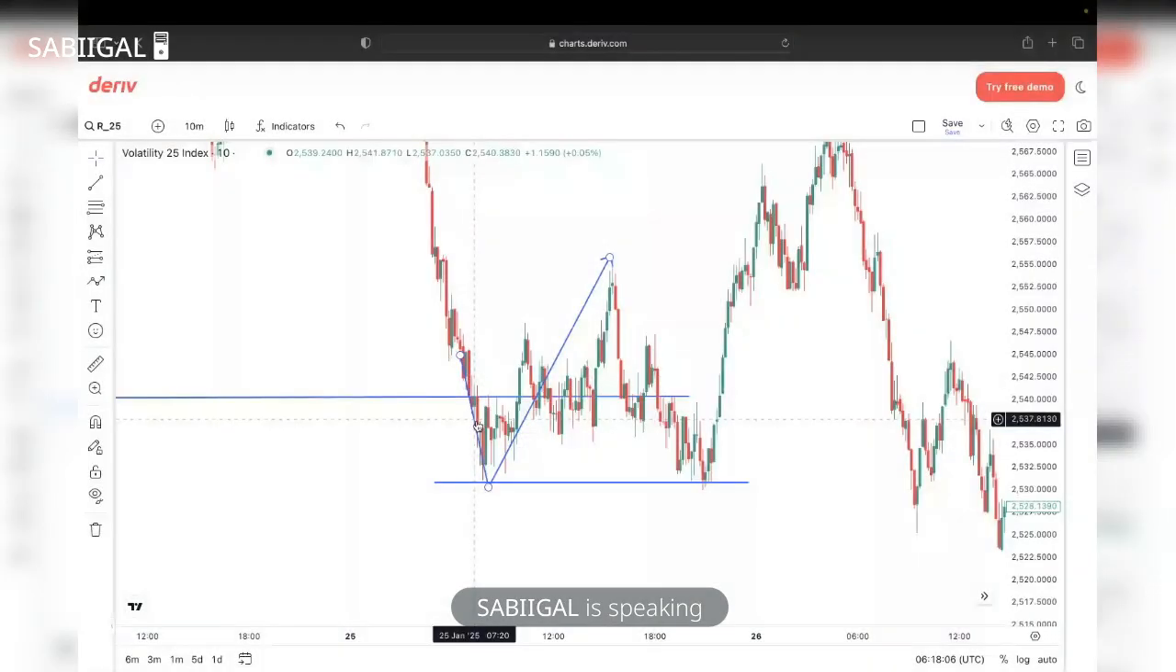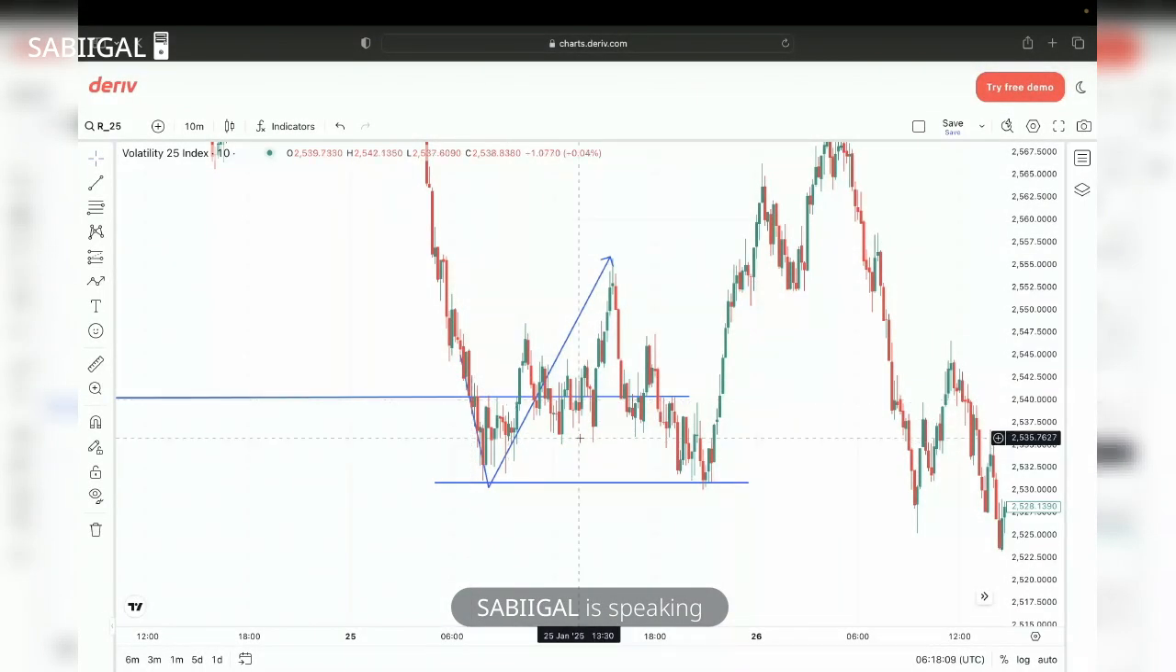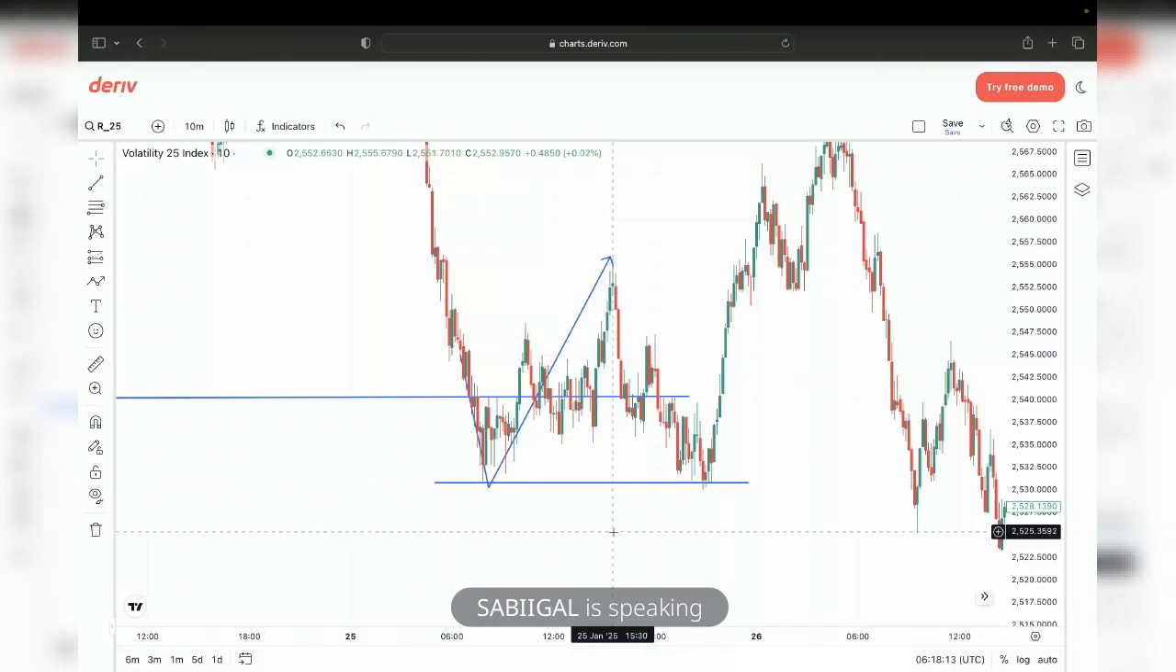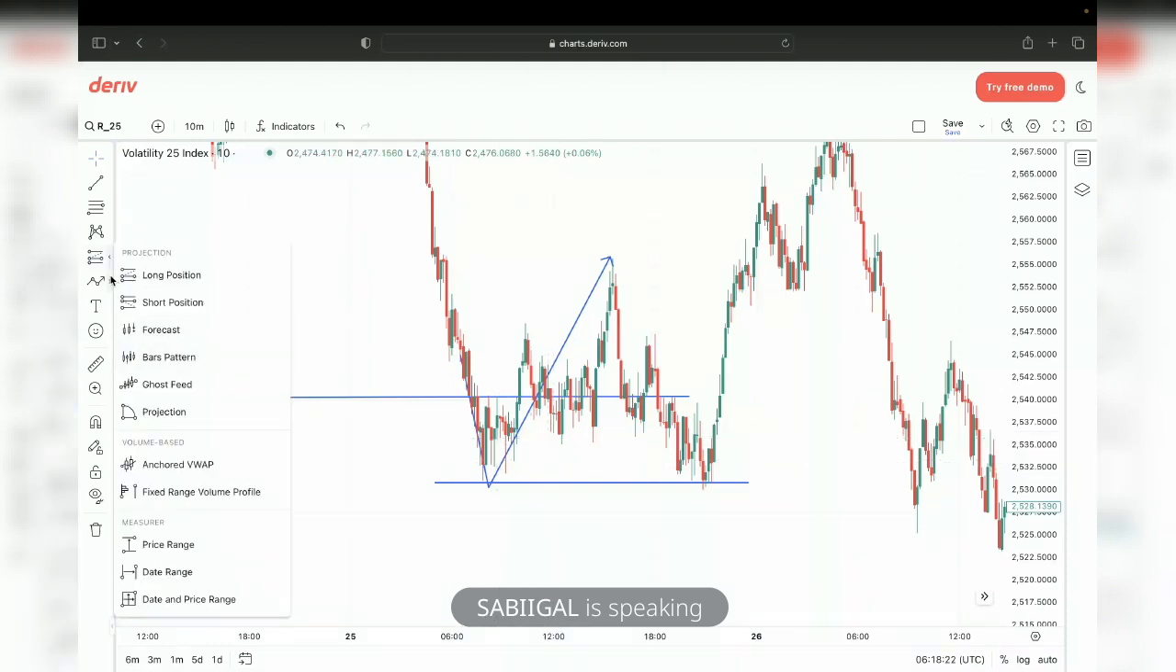And then if we are entering from here, it means the SL has to be below this point. So if you are not, then your entry has to be the last bearish candle before a series of bullish candles. I hope I'm audible.